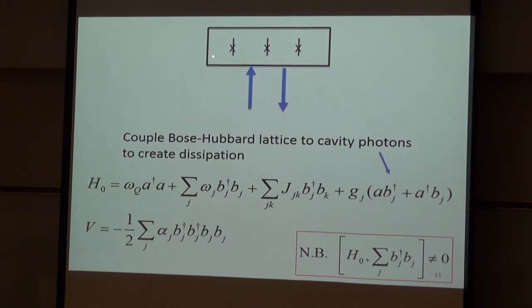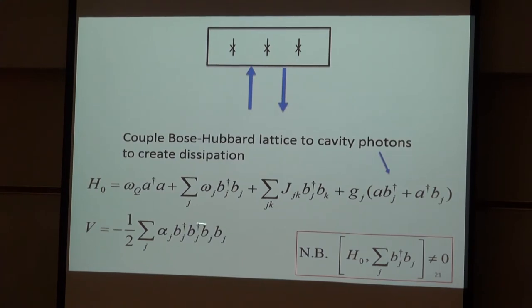Okay, so then I want to put those guys in a cavity and couple them to photons of the cavity through some dipole coupling, a vacuum-Rabi coupling. And now notice that because of coupling to the cavity, a qubit could decay and emit a photon to the cavity, so that the B dagger Bs are not conserved.